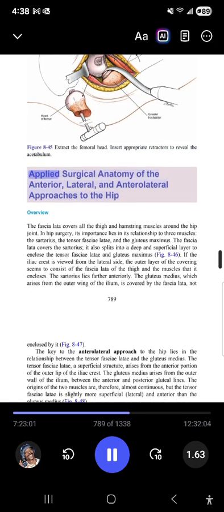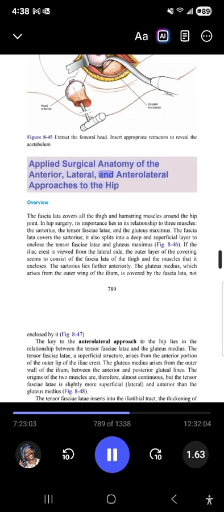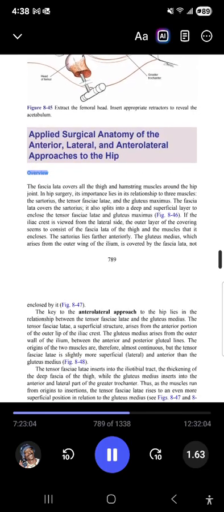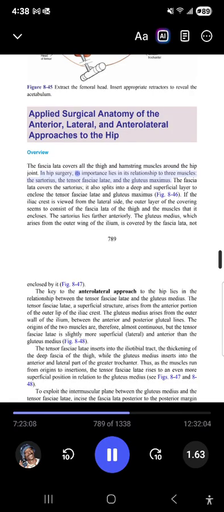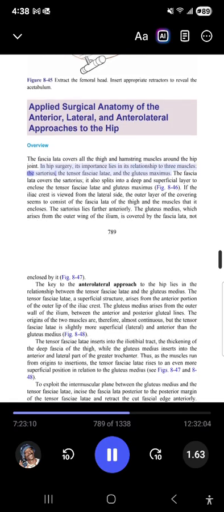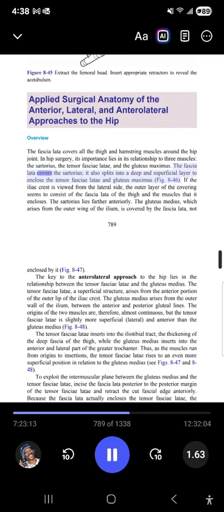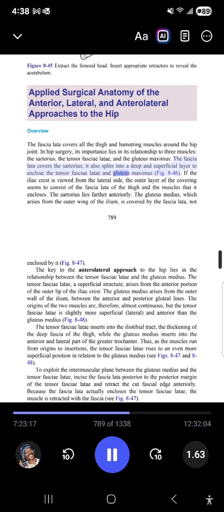Apply surgical anatomy of the anterior, lateral, and anterolateral approaches to the hip. Overview. The fascia lata covers all the thigh and hamstring muscles around the hip joint. In hip surgery, its importance lies in its relationship to 3 muscles: the sartorius, the tensor fasciae latae, and the gluteus maximus. The fascia lata covers the sartorius. It also splits into a deep and superficial layer to enclose the tensor fasciae latae and gluteus maximus, figure 8-46.